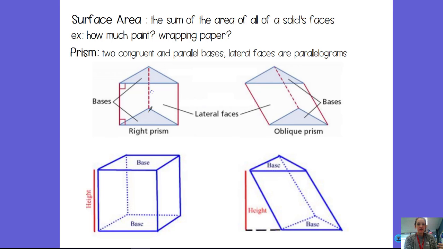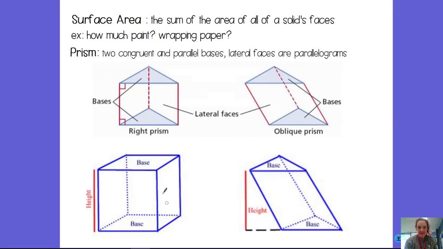In this example, these two triangles are our bases, and the lateral faces are those rectangles connecting them. In this oblique prism, the bases are still the triangles, and the lateral faces are the parallelograms that connect the two triangles. This triangular prism is named a triangular prism because that's the shape of the base. The name of the prism is determined by what shape the base is.